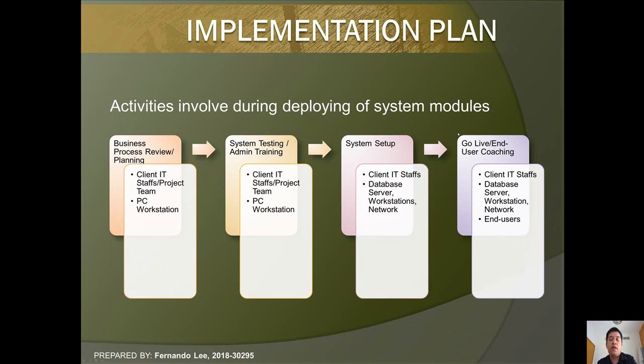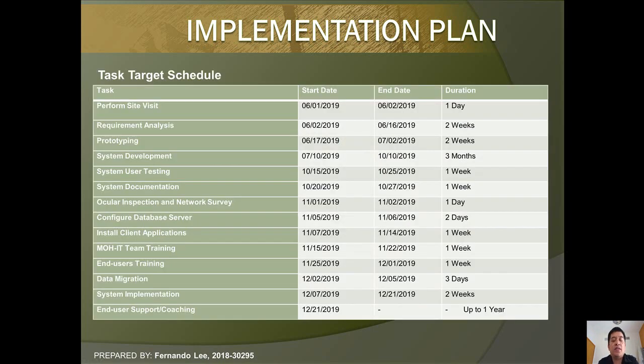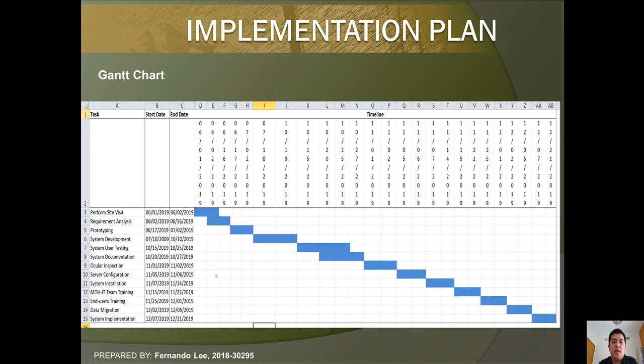Okay, now the implementation plan. These are the activities involved during deployment of the system modules. Target task schedule: on the 1st of June, we'll start the project. We'll perform the site visit. That will take a day to check. And this is the Gantt chart. Same here, the schedule, the timeline.